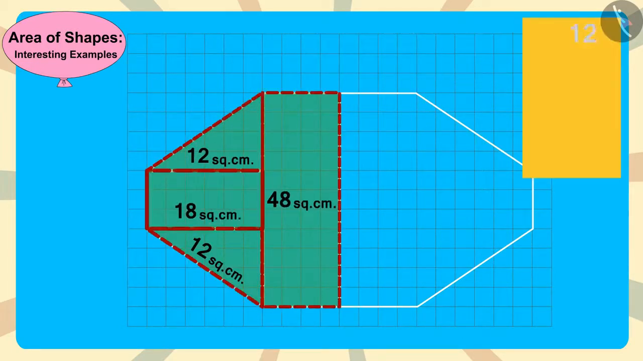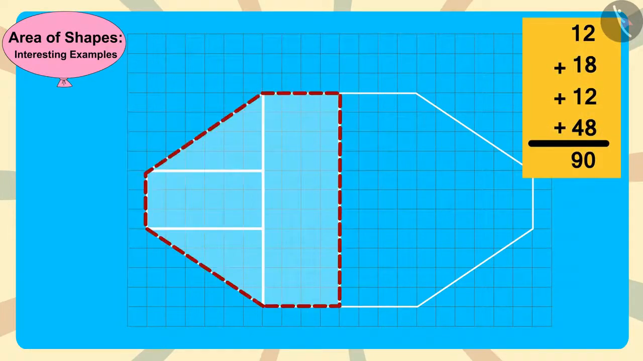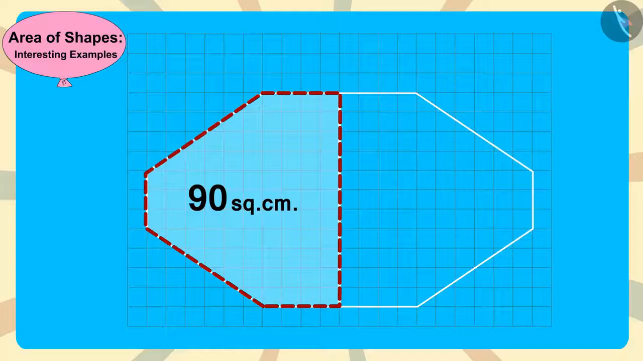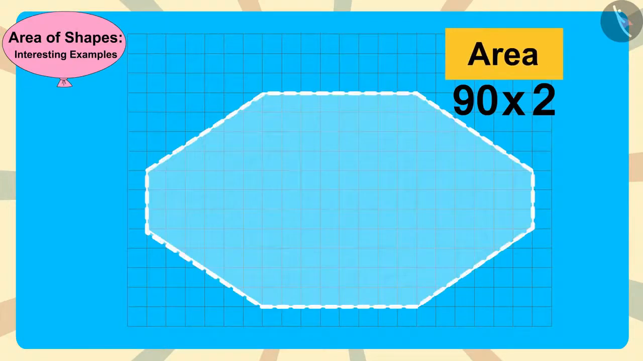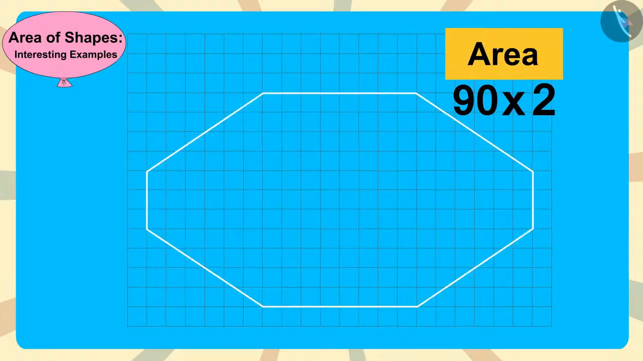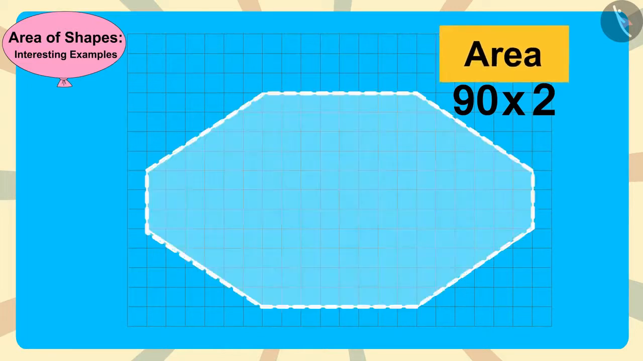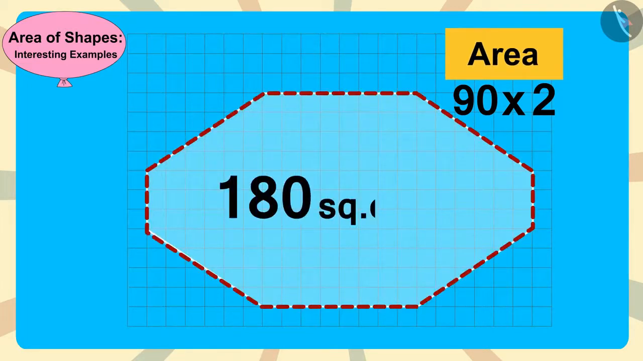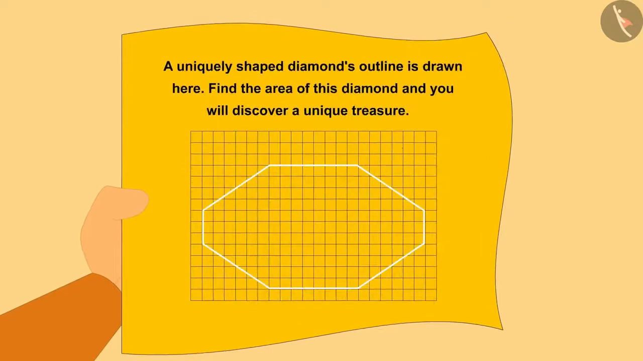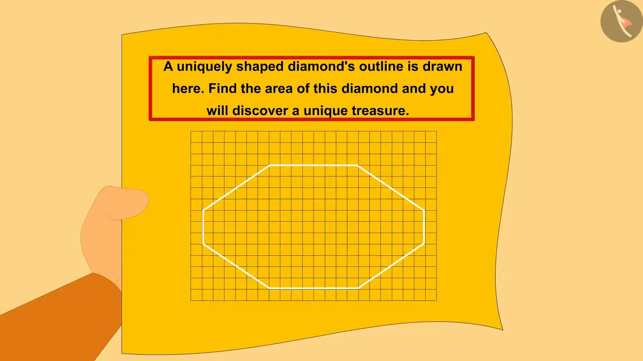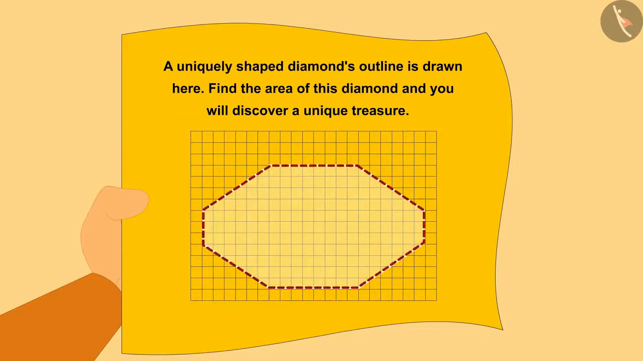We can add the area of these shapes and find the area of this part of the diamond as 90 square centimeters. And then we will multiply 90 by 2 to find the area of the entire diamond. In this way, the area of this diamond is 180 square centimeters.